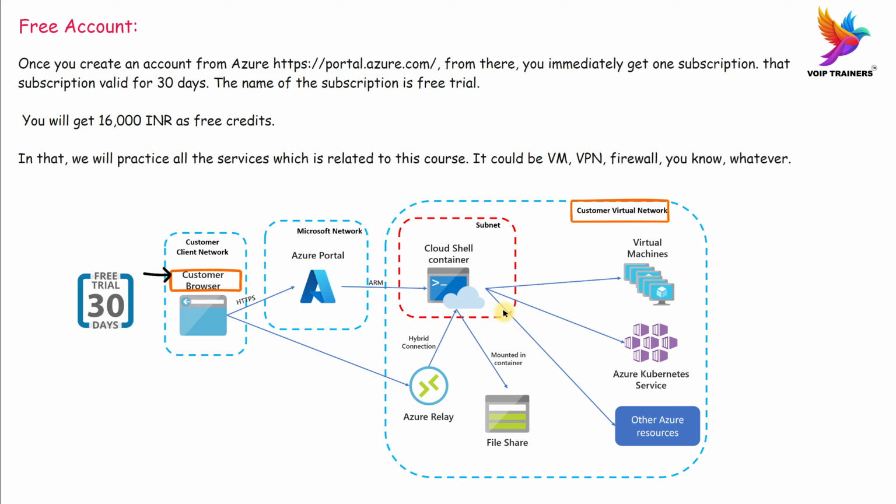Once you create an account, go to the portal, https://portal.azure.com. From there, you will immediately get one subscription that is valid for 30 days. The name of the subscription is free trial. You will get 16,000 INR as free credits for 1 month, and it is valid for 12 months for some of the other services.